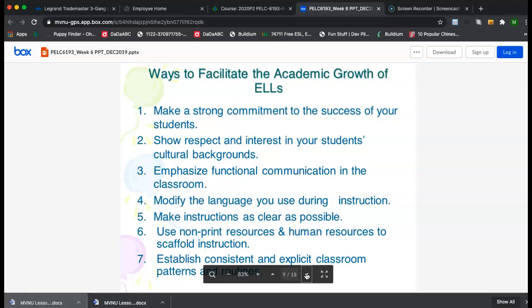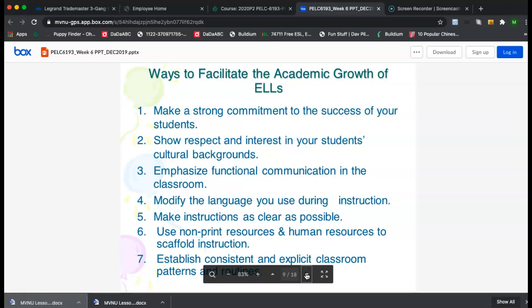I know that you all have a strong commitment to the success of your students. You've written that time and time again. We need to show respect and interest in the students' cultural backgrounds. You know, how can we do that? Is there a way that we could involve their culture and observe some of it in the classroom? Can we have parents or grandparents come in and speak on a topic?